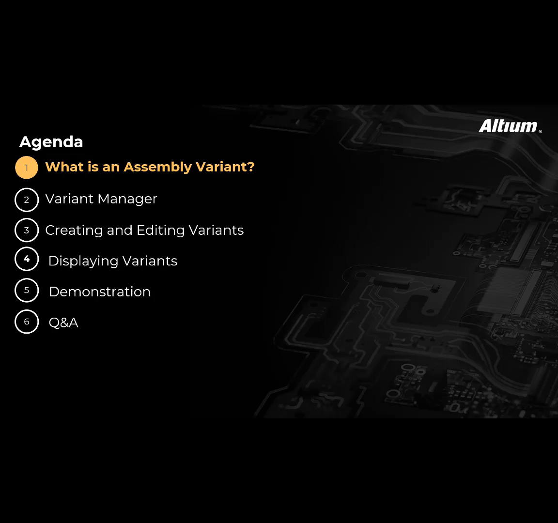Okay, so today we're going to first discuss what an assembly variant is and what they're used for. Then I'll be showing you the variant manager and its features. Then we'll cover creating and editing variants. Then we'll go through displaying variants and how to set that up for your various design documents. Then I'll go through a quick little demonstration, then I'll open it up for Q&A.